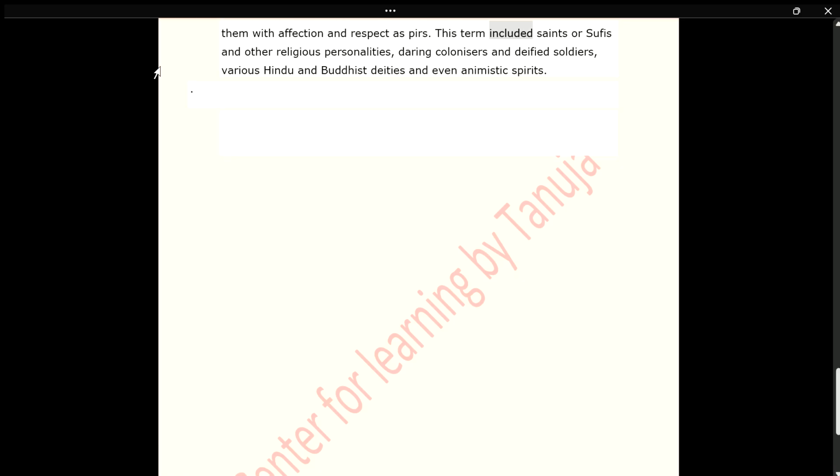This term included saints or Sufis and other religious personalities, daring colonizers and deified soldiers, various Hindu and Buddhist deities, and even animistic spirits.